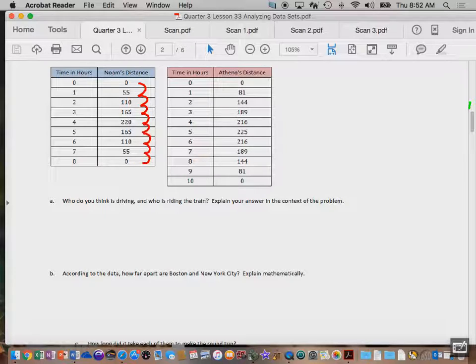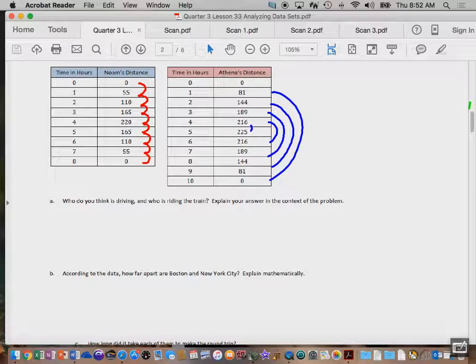What would you describe Athena's function as? Come on, head in the game. What would we describe this as? AJ? Quadratic. It is quadratic because the numbers are symmetric around here, but if you notice, it's not always up and down by the same amount.